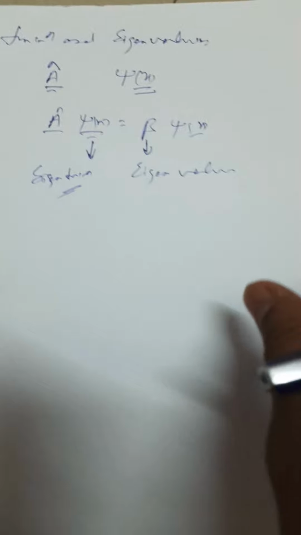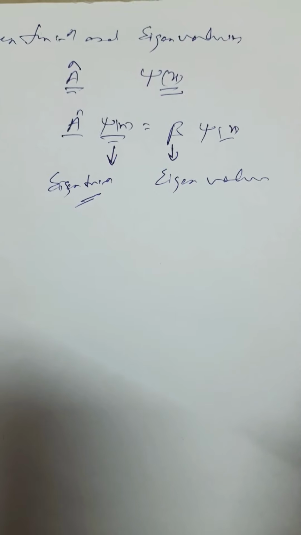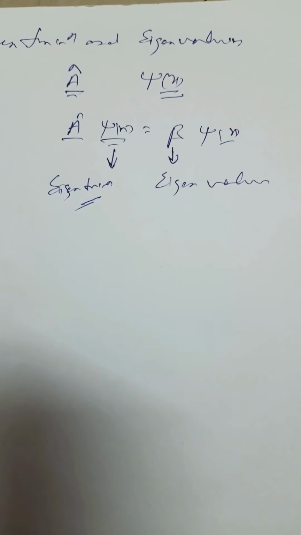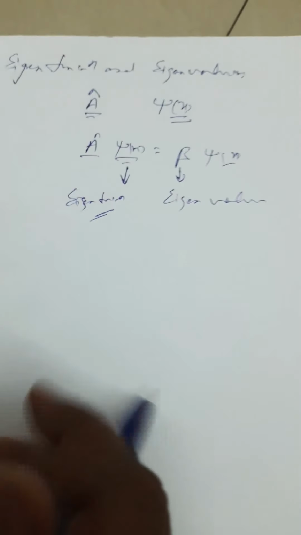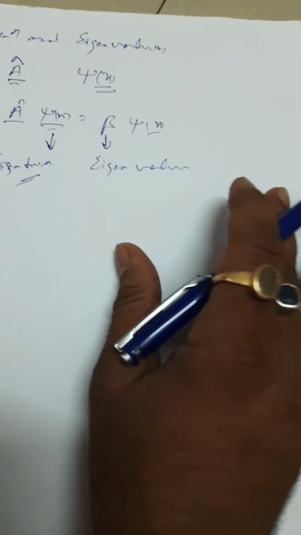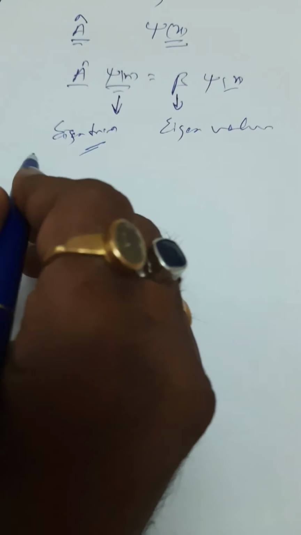So basically, to understand in a very simple way, if an operator operates on a certain function, we get the same function multiplied by some kind of a constant. So this is the basic equation, the simple way to understand eigenfunction and eigenvalues. We just take a very simple example.